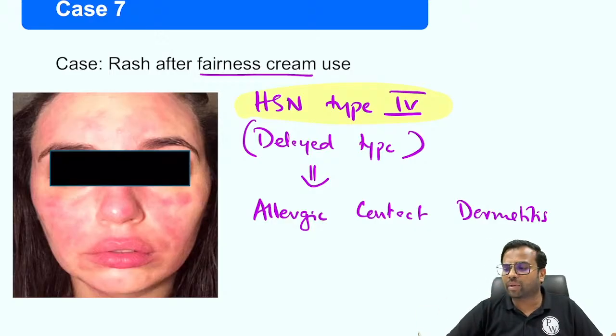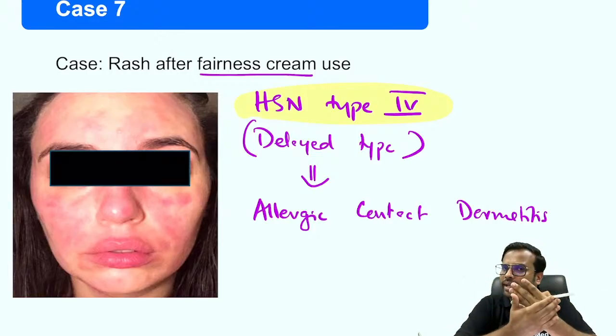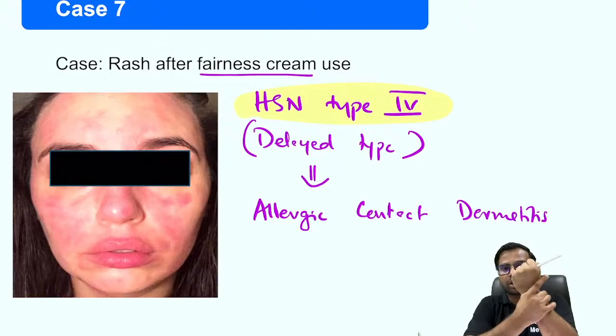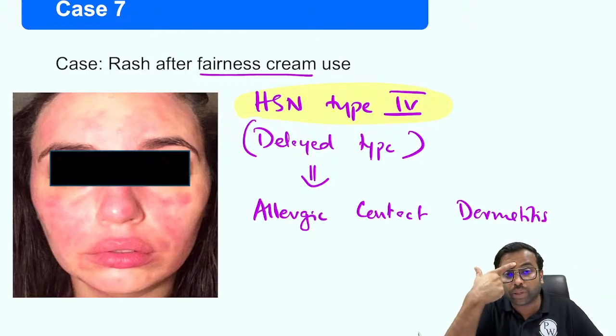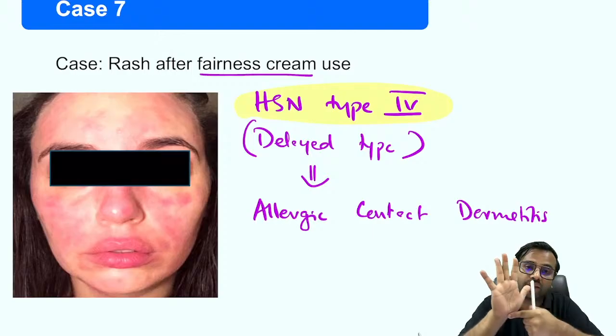See, contact dermatitis means you get an allergic rash because of contact with anything. It can be an allergy to a wristwatch. It can be an allergy to bindi. It can be allergy to mehendi or henna.